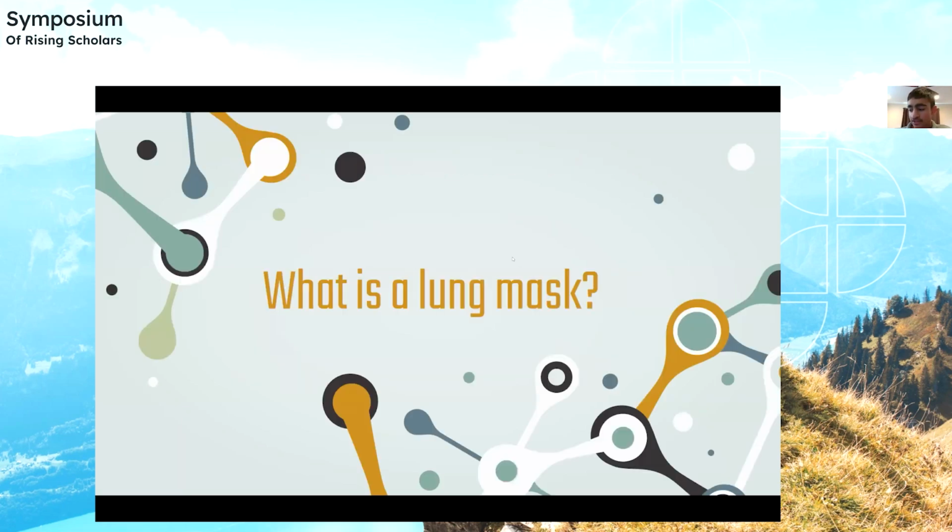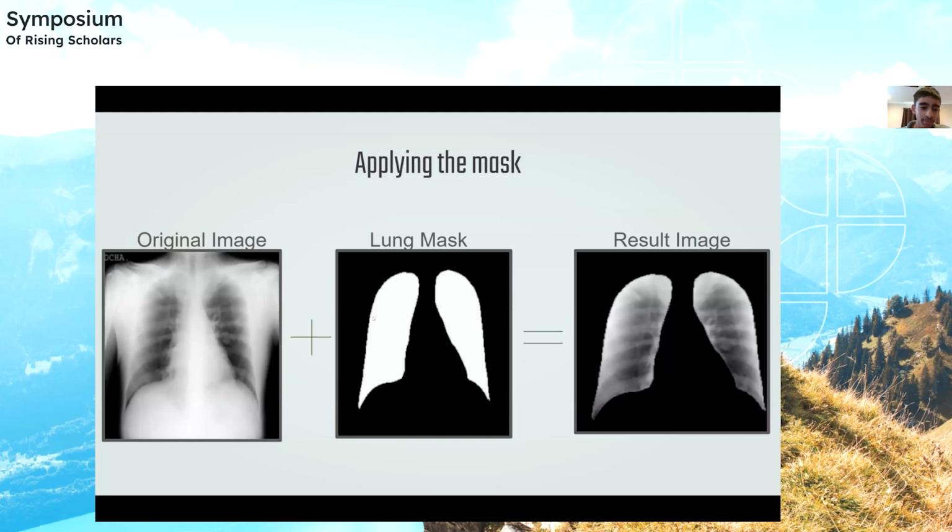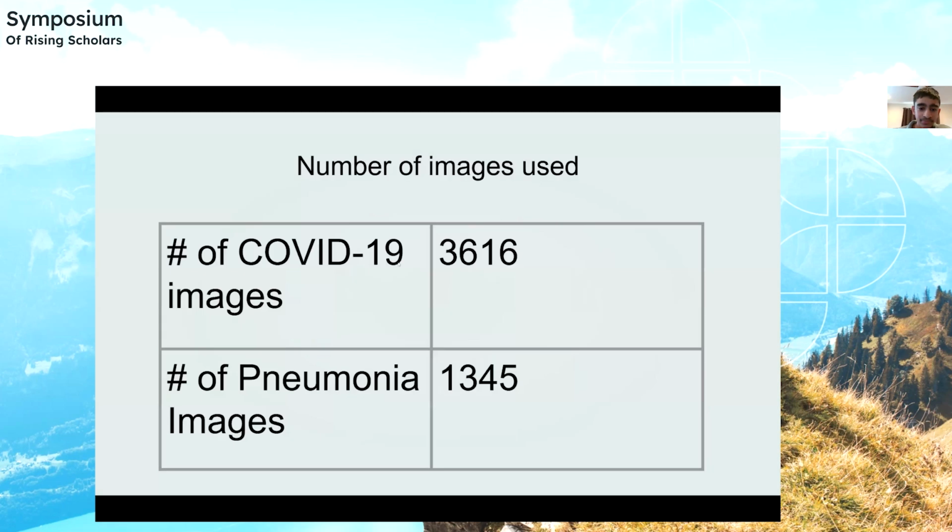Now, what is a lung mask? A lung mask crops out the background of the image and leaves only the lung. This can help with the issue of the model focusing on the background, because when only the lung is left, it only focuses on the details of the lungs and can capture the small details that help make predictions between COVID-19 and pneumonia.